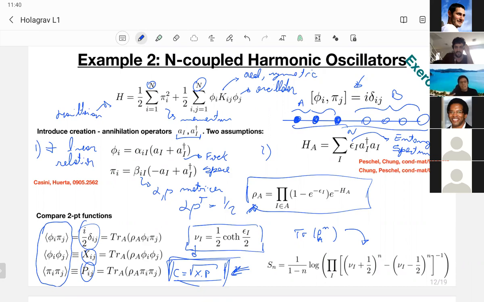Pablo, can I insist? Maybe it's the same thing that Leo said. You can go to normal coordinates and put this as all separate and independent oscillators, right? And so all these correlators, phi i, phi j, are all zero unless i is j. Same with pi i, pi j, etc. Right? Isn't that the case?